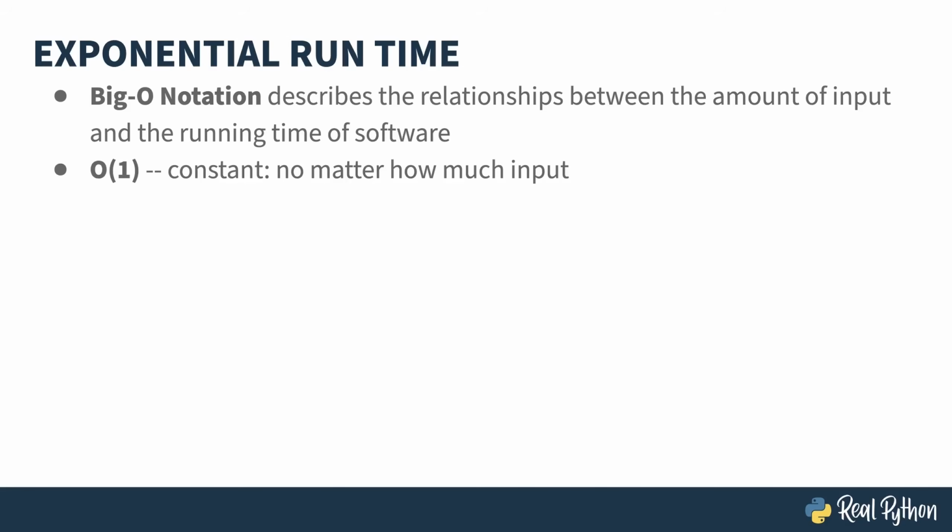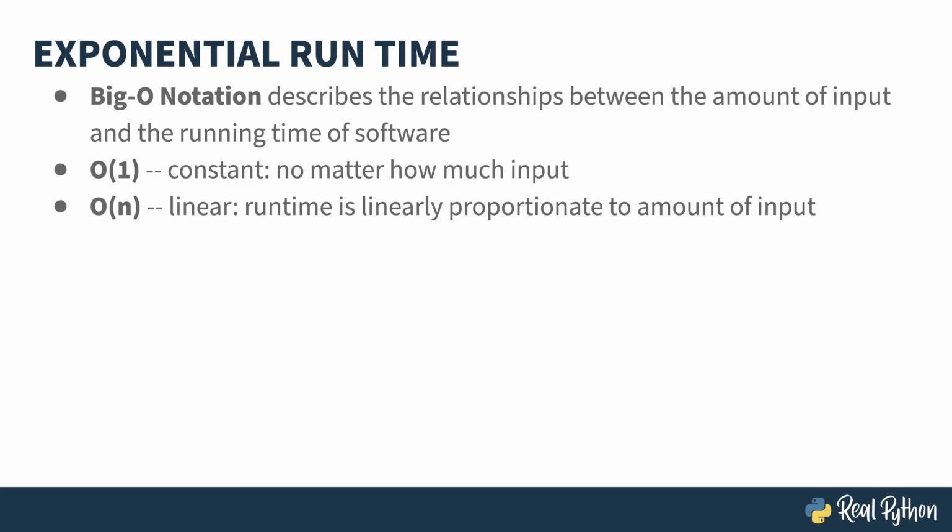Order 1, also known as constant time, means that no matter how much data is involved, the amount of time it takes is the same. Getting the first item from a list is usually order 1. The length of that list is irrelevant to the cost of accessing the first item. Linear time, or order n, is a runtime that is proportionate to the amount of data. Finding the largest value in an unordered list is order n. You have to scan the whole list.